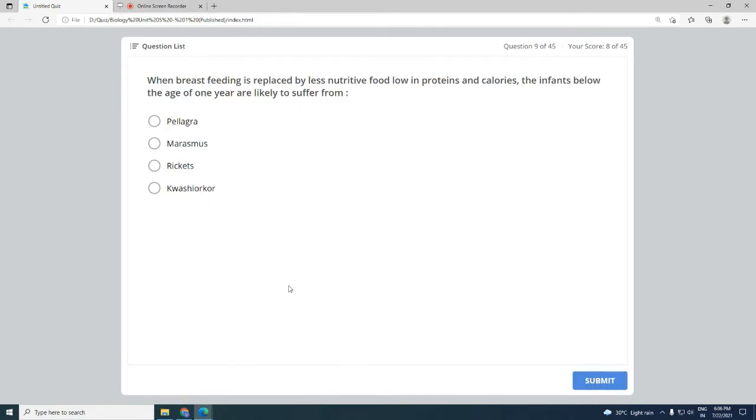The next question. When breastfeeding is replaced by less nutritive food low in proteins and calories, the infants below the age of 1 year are likely to suffer from which kind of disease? Please select from the options. Option A is pellagra. Option B is marasmus. Option C is rickets, and option D is kwashiorkor. Which one is the right answer?